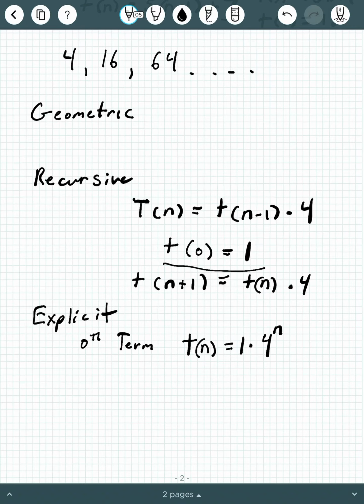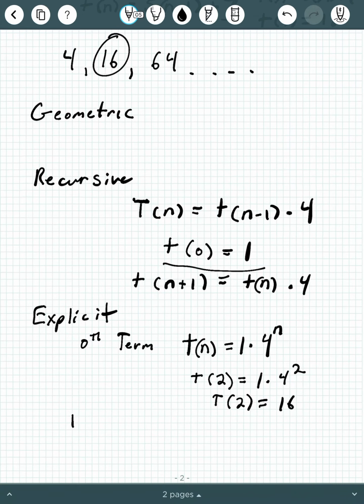And if we check that, let's look at the second term this time. So t of 2 is equal to 1 times 4 squared. Well, that means that t of 2 is equal to 16, which matches our equation.